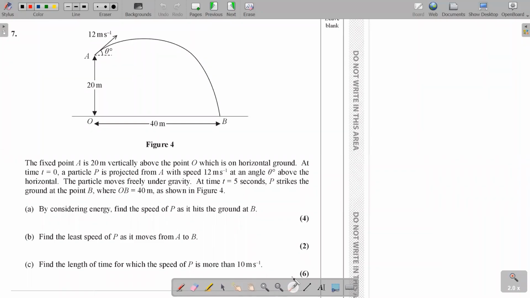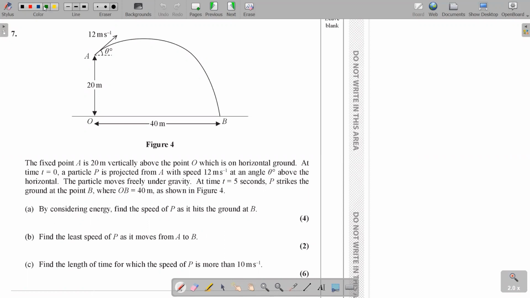Moving on to question number 7, they say the fixed point A is 20 meters vertically above the point O, which is on a horizontal ground. At time t equals 0, particle P is projected from A with speed 12 meters per second at an angle theta above the horizontal. The particle moves freely under gravity. At time t equals 5 seconds, P strikes the ground at point B where OB equals 40 meters as shown in figure. By considering energy, find the speed of P as it hits the ground.